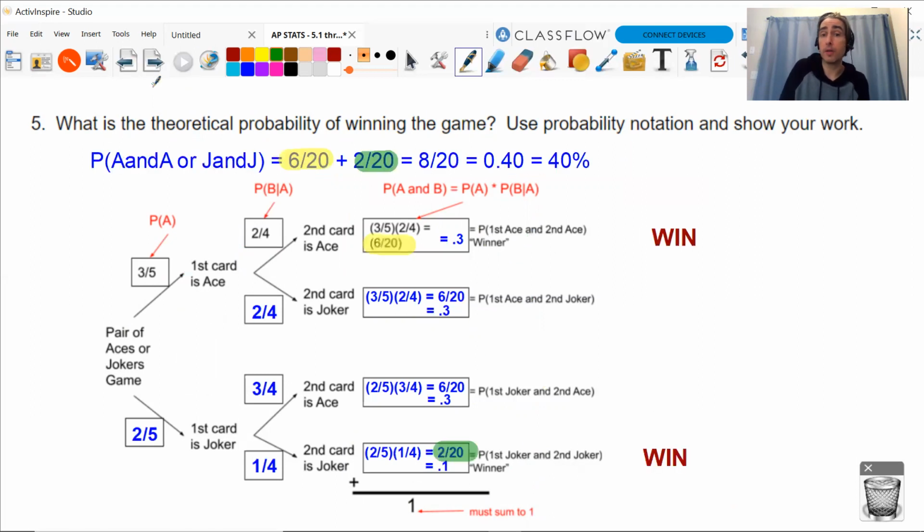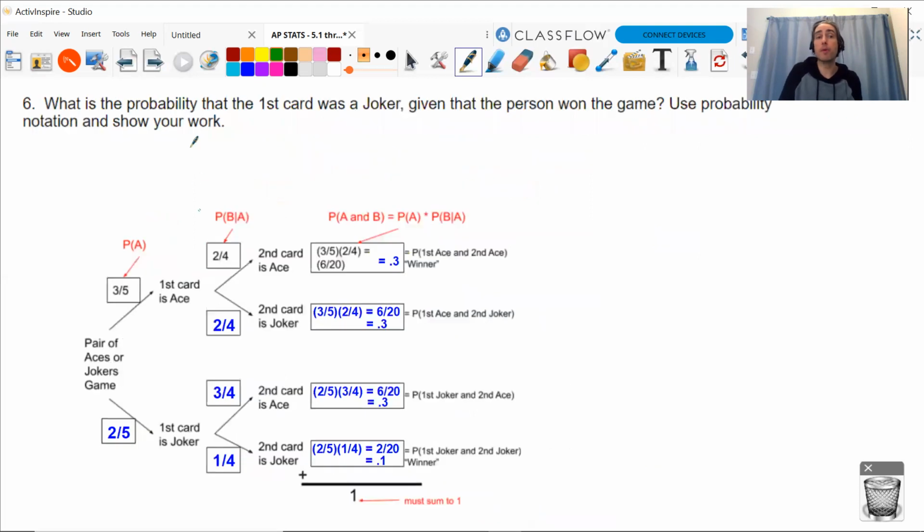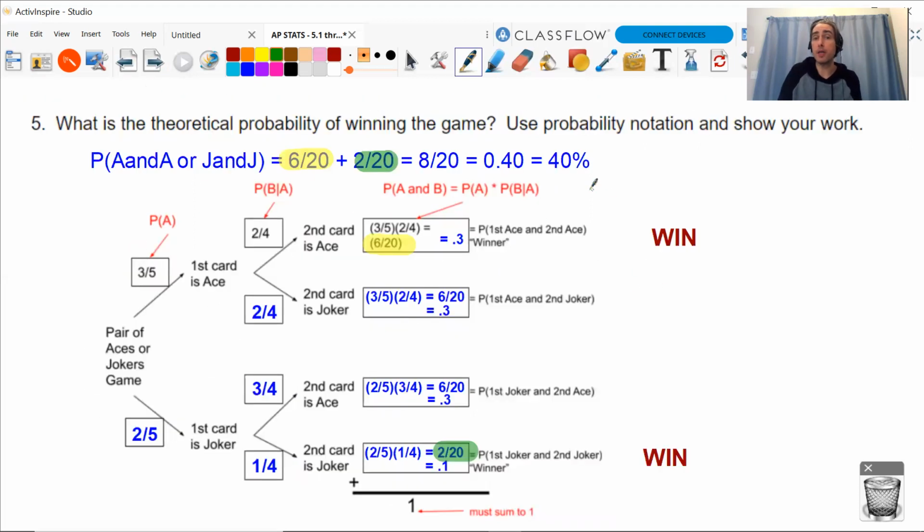The theoretical probability is not just that, but it's also going to be that combined together. So 6 out of 20 plus 2 out of 20, or 0.3 plus 0.1, 0.4, 40%. So the game has a theoretical probability of winning at 40%, which is a little bit higher than my one trial. Now, if we combine our class data, hopefully we get results that are similar to it.